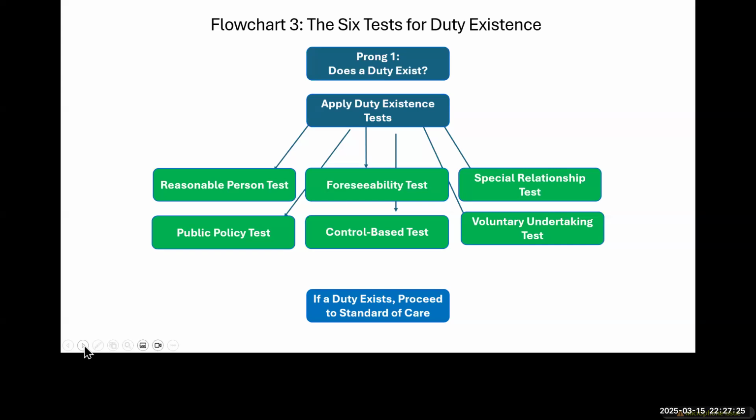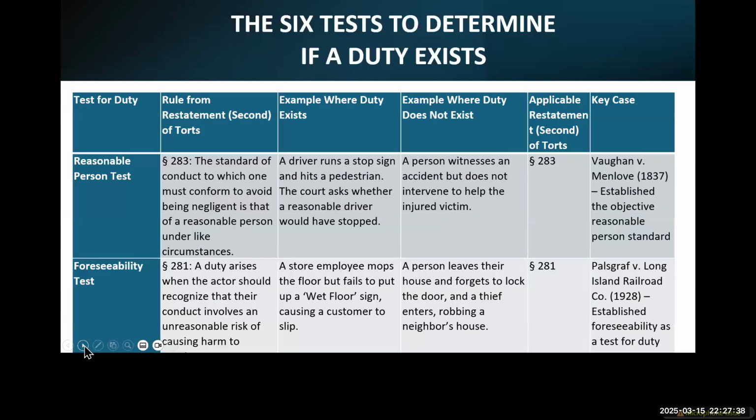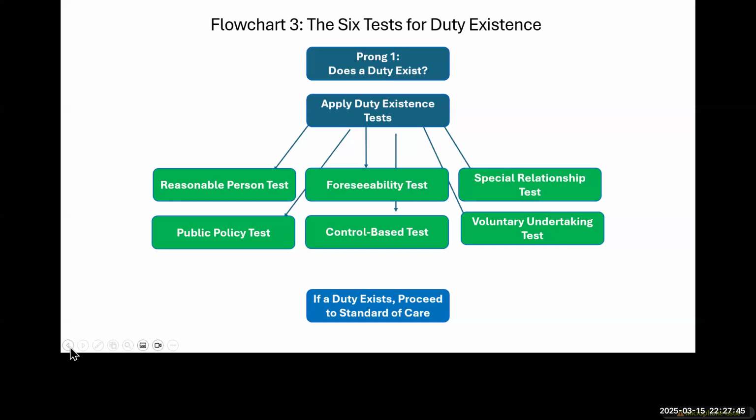How do you know? You're building your discernment. That's how you know. At the bottom, if a duty exists, then you're going to proceed to prong 2, which is the standard of care, which is the next video. So what are the 6 tests? I gave them to you here. Let's go through them in a little bit more detail.